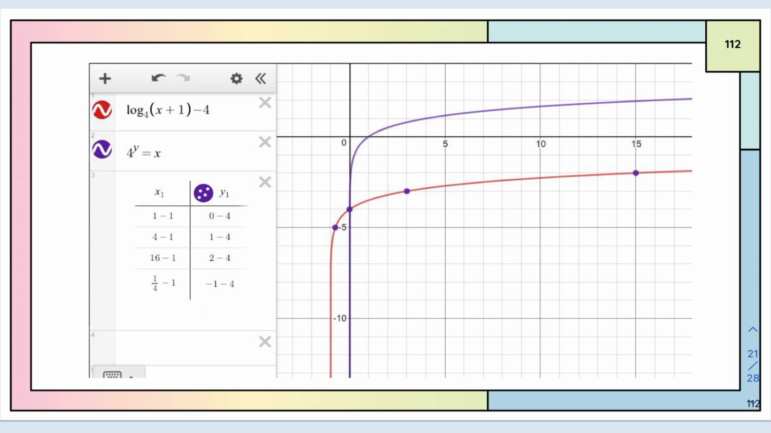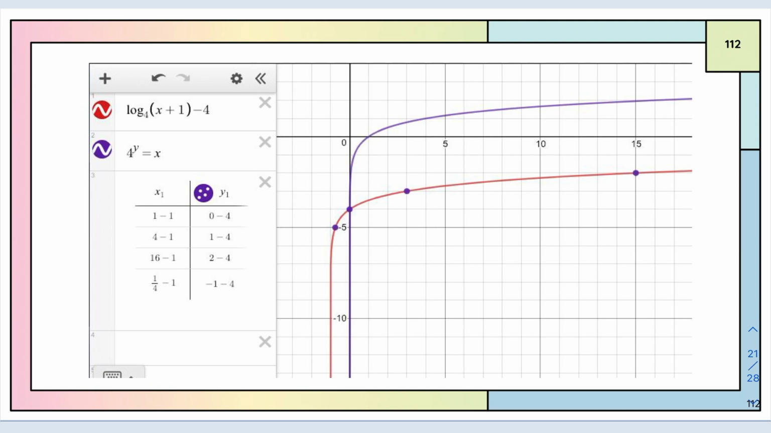So I started with inputting all these values, and these were my original outputs. Okay? It's flip-flopped because inverses have flip-flopped inputs and outputs. But notice the transformations work the same. Here we have something inside the function. Inside the function is a horizontal transformation, and we always do the opposite operation. So you can see that we took our x's and we subtracted 1.